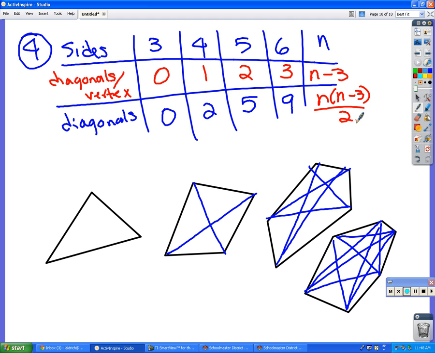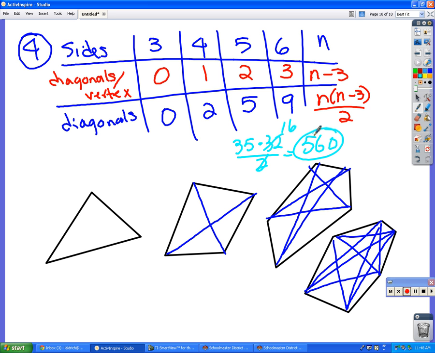How many diagonals would you have in a 35-sided polygon? So I'm going to plug in 35 for n. And then 35 minus 3 is 32. Take that answer and divide by 2. I'm going to divide by 2 first, so I'm going to make that a 16. And then 35 times 16, just off the top of my head, is 560. Didn't look at my answer book to come up with that. Okay?